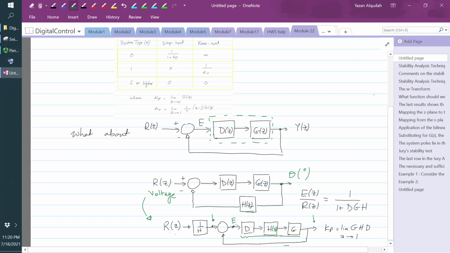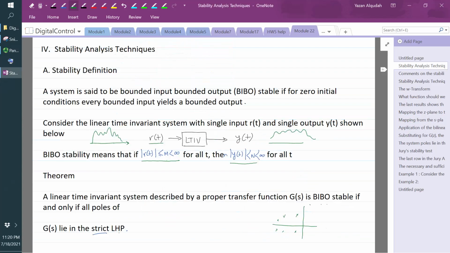Now, also, I want to remind you that the steady state error only makes sense if the system is stable. There is no sense in calculating a steady state error if the system is unstable. How do we know if the system is stable? Well, this is going to be our topic for this module. We're going to be looking at stability.